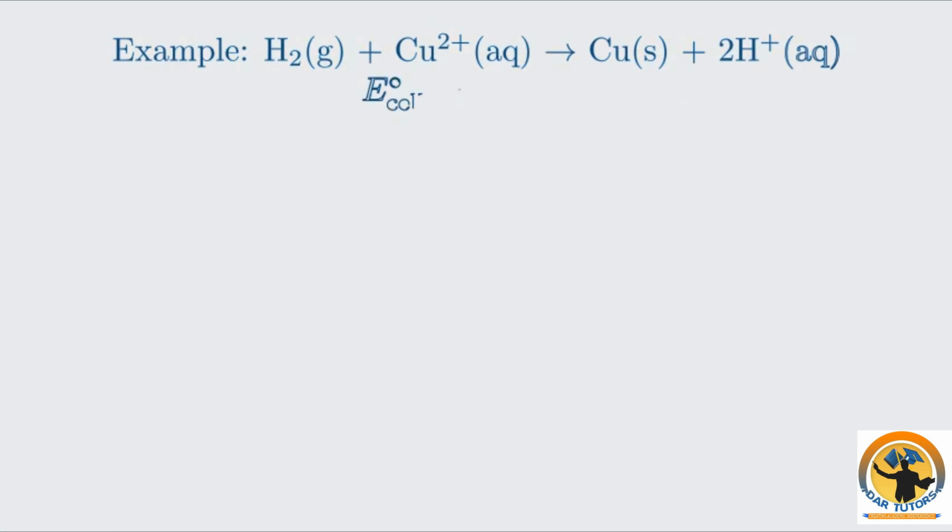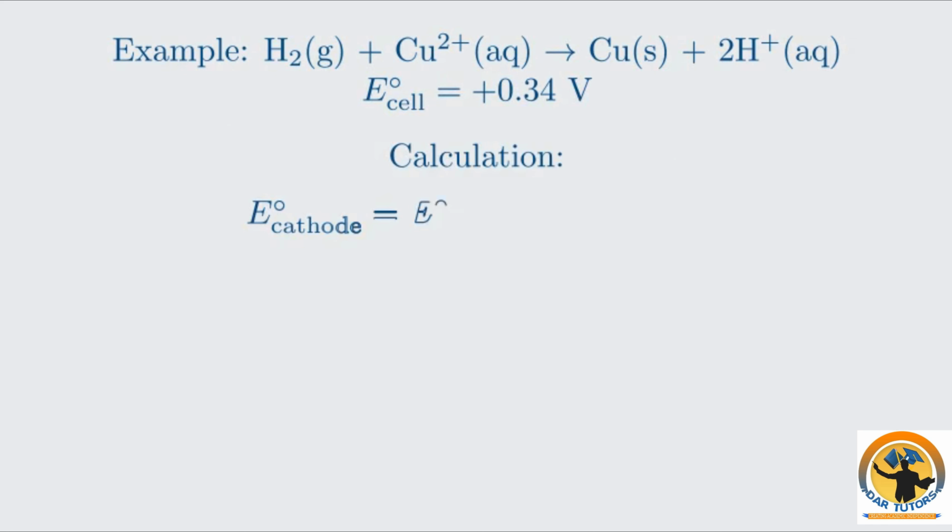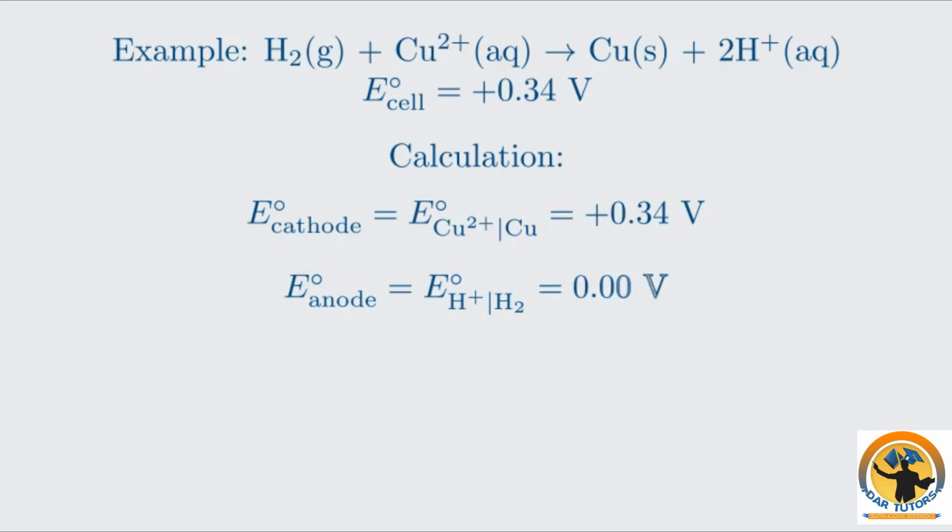Let's consider a classic example. Consider the reaction between hydrogen gas and aqueous copper-2 ions. We calculate the standard cell potential for this reaction. The copper half cell has a reduction potential of plus 0.34 V. The hydrogen standard electrode has a potential of 0.00 V. So E naught cell is plus 0.34 V minus 0.00 V, which equals plus 0.34 V.